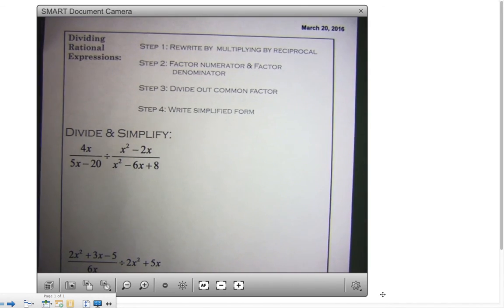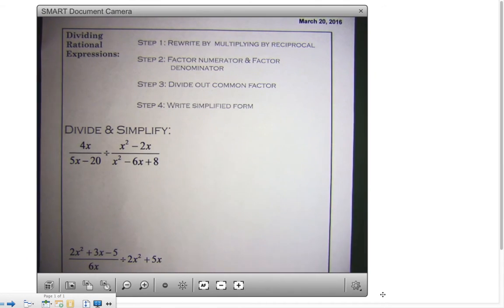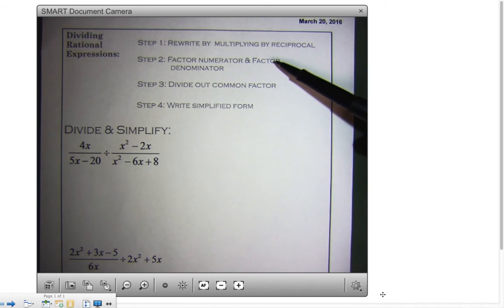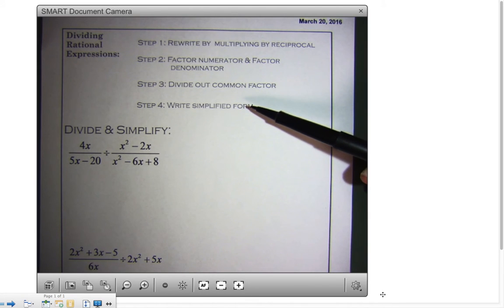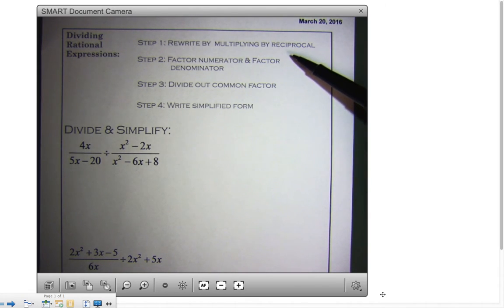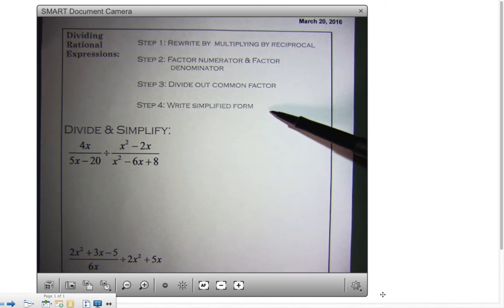All right, last one's dividing. There's one added step here, but other than that, we're going to do everything the same. The first thing we're going to do is rewrite by multiplying by the reciprocal, just like we did in the first few fraction practice problems. When you're dividing fractions, that's the same as multiplying by the reciprocal. So we're going to do that. Then we're going to factor, divide out, and write in the simplified form. So once you rewrite it, these last 3 steps are the exact same.